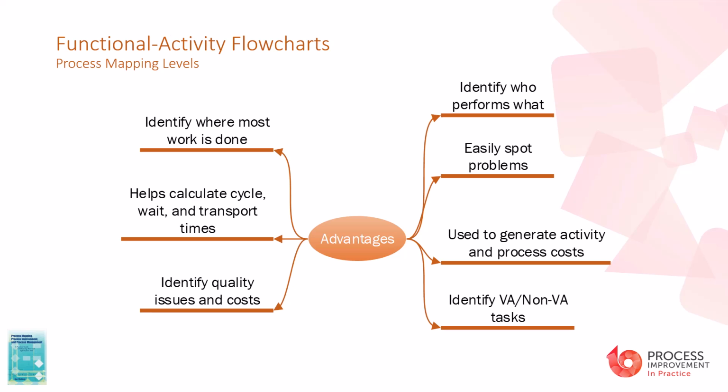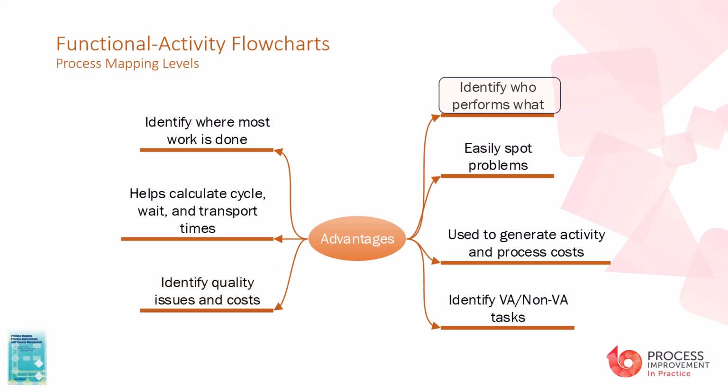With this flowchart, you can identify where most of the work is being performed. At a glance, you can spot the lane or functional area that has most of the process shapes allocated. It also helps to break down each activity into smaller manageable tasks that can be measured for different times, such as cycle time, waiting, and transportation time. Quality issues and associated costs can also be surfaced with the use of flowcharts, especially when several loops and handoffs are visualized between lanes.